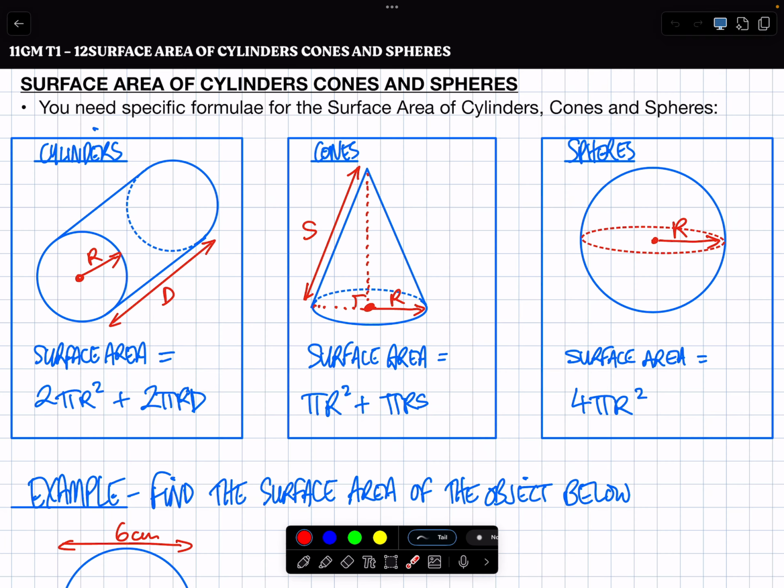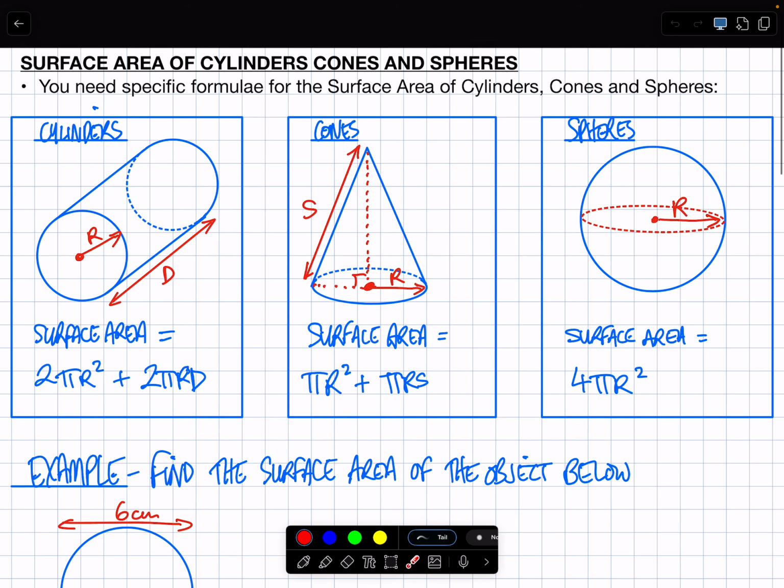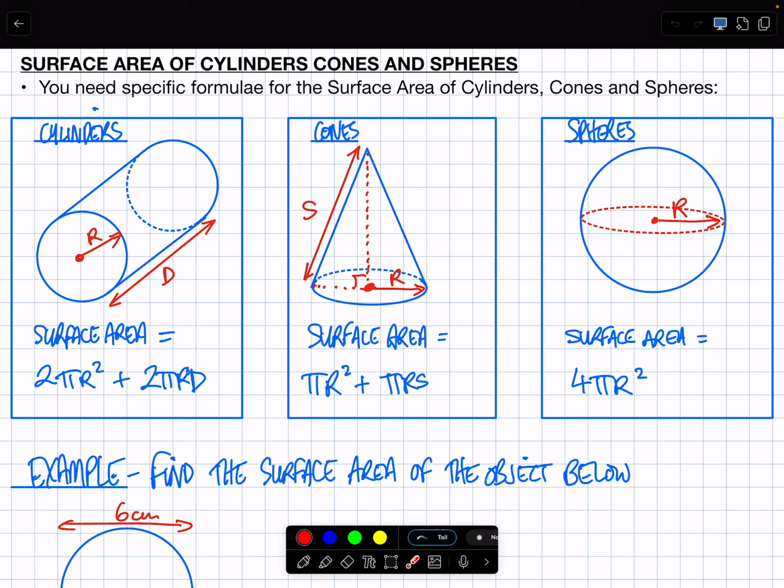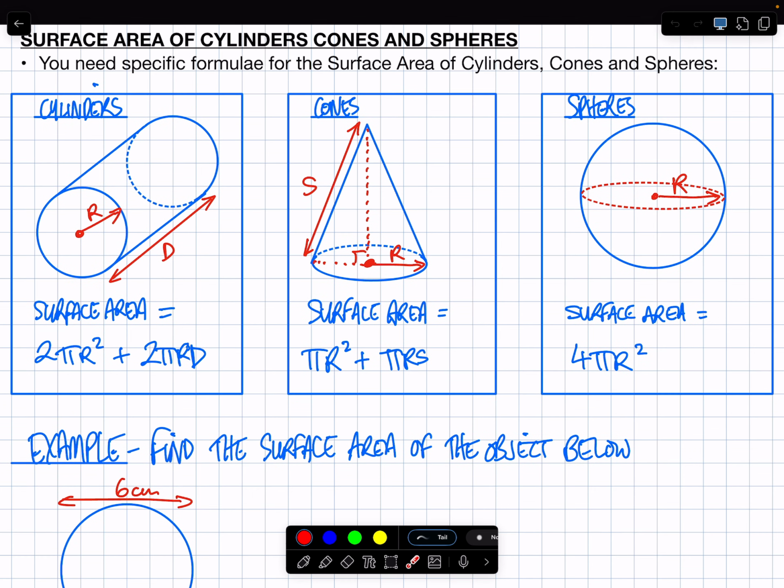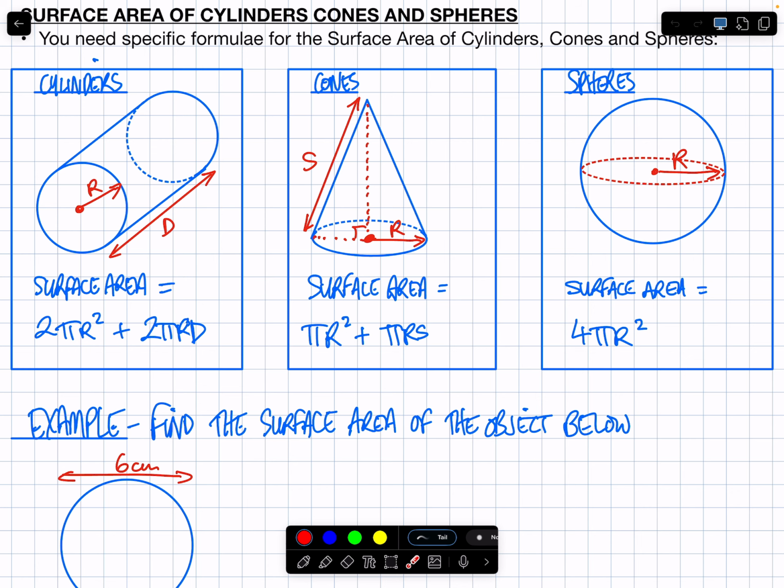Last lesson, we went over how to find the surface area of stuff that has flat faces. That doesn't help you much if you have round faces. So these are the formulas you need to find the surface area of cylinders, cones, and spheres. Take some time to get them down, and we'll do an example together.